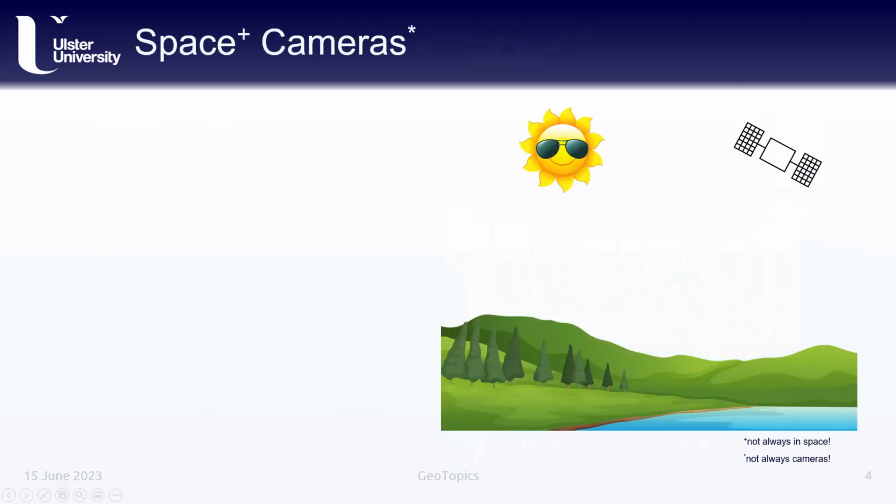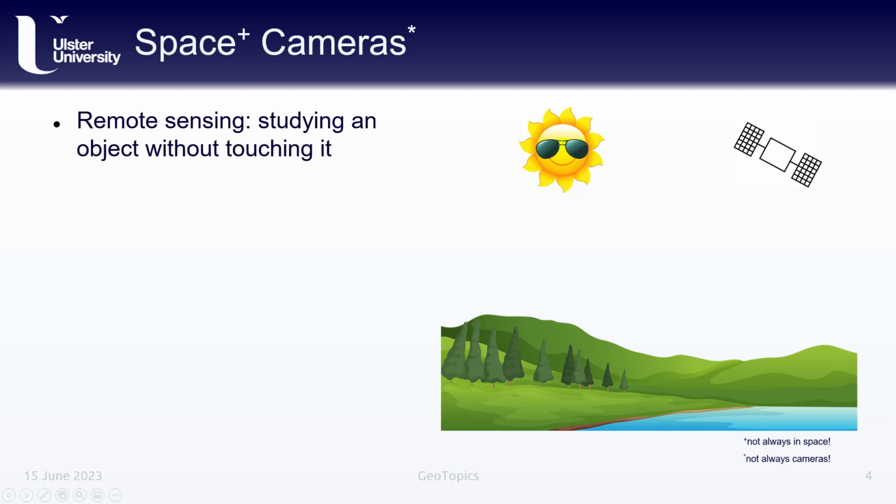And that brings me to the second part of my title, which is actually the first, and that is space cameras. So we're using remote sensing, which is studying an object without actually going out to touch it, usually so that we can do this at scale, right? So we have satellites that are taking pictures over the entire Earth. We can see how things are changing. We don't have to go out and measure them individually on the ground.